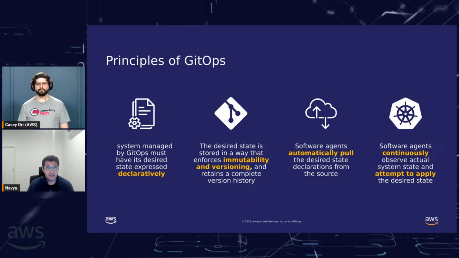Otherwise, we can talk about software agents that automatically pull the desired state declarations from the source. So basically, polling all the live and desired state from the Git repository where we've declared it, and then making sure it's the same across the board as what we have actually deployed. And then lastly, software agents continuously observe the actual system state and attempt to apply the desired state. So this is where we talk about remediation. If something is out of sync, it can automatically do so.